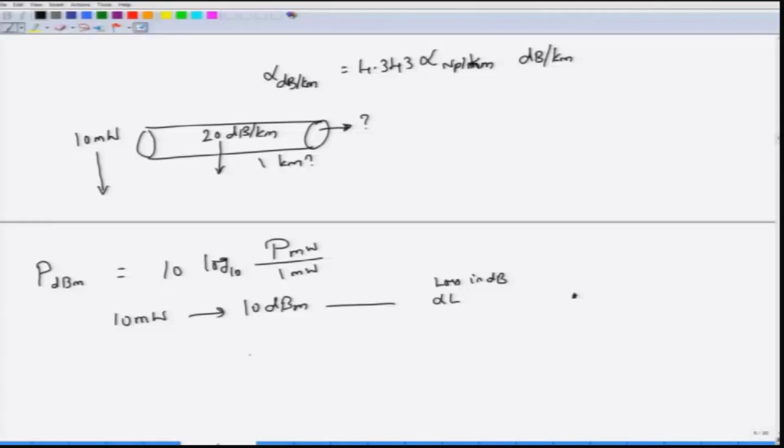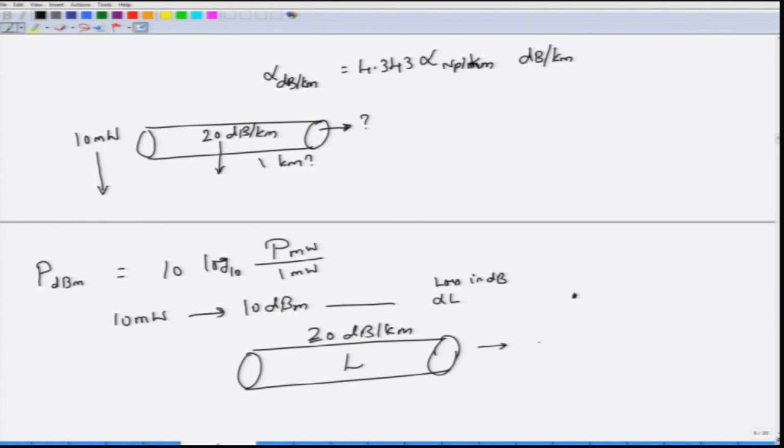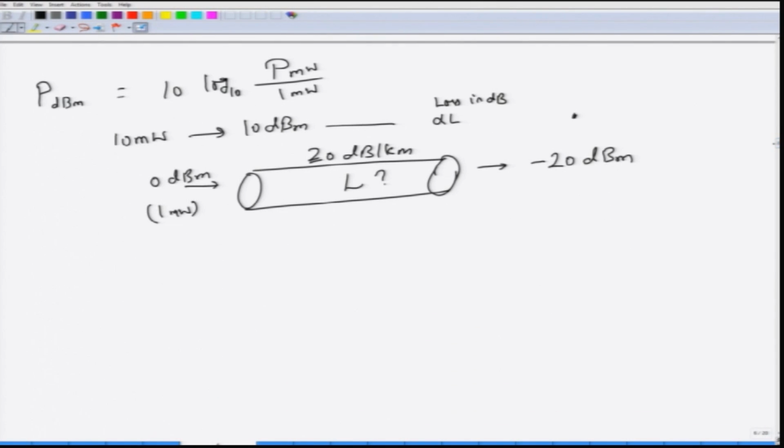If I turn around the problem and tell you I don't know what is the length of the fiber that I want to use. I know the attenuation is 20 dB per kilometer. However, I am able to detect any power which is at least minus 20 dBm. Can you find out what would be the length L? Well, assume that the initial input is 0 dBm. 0 dBm corresponds to 1 milliwatt. So you learn how to do all this conversion using those formulas which I have given you.